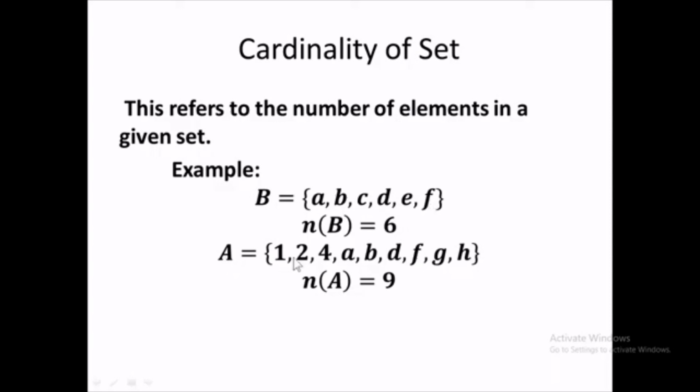I have set A having 1, 2, 3, 4, A, B, C, D, E, F, G, H. The question asks me to find n of set A. That means I should find the cardinality of set A. That is how many elements set A has, and that is 9.